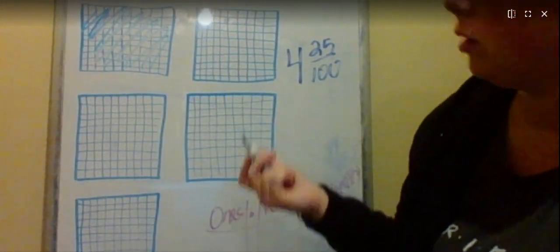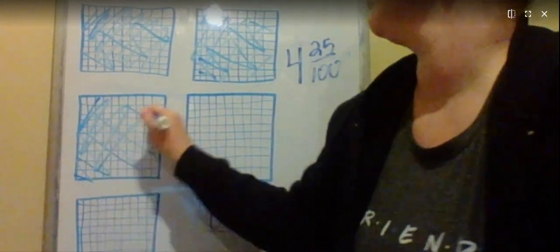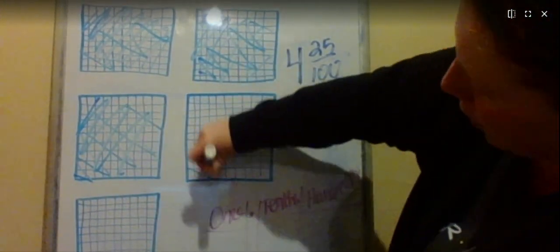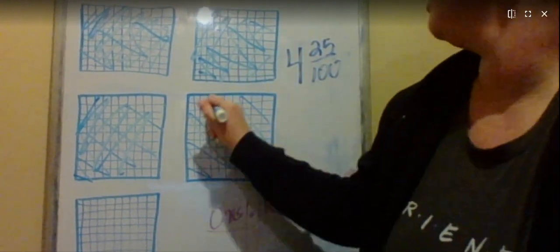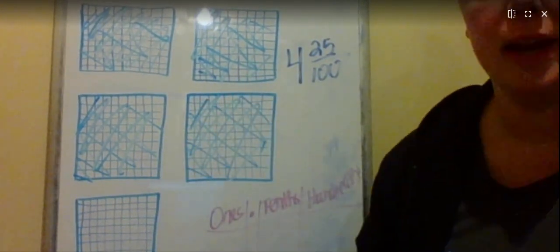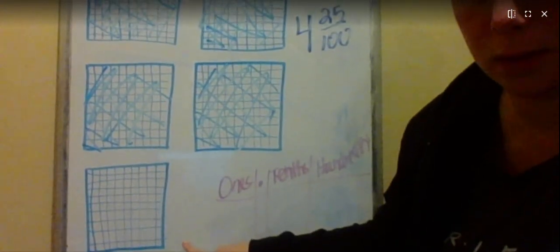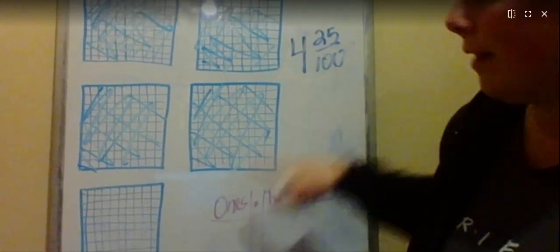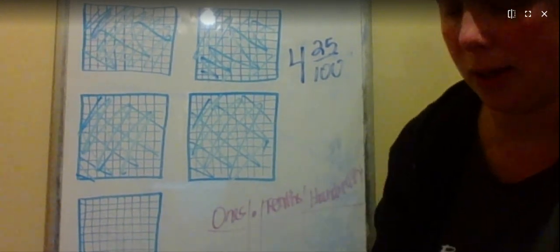That's 1 hole, 2 holes. It's very tough to see, but I'm shading that completely in. Okay, that's 1 hole, 2 holes, 3 holes, 4 holes. And then how many am I going to shade from this last one? 25/100. 25 pieces out of the 100 that I cut it into. So I'm going to do that now.